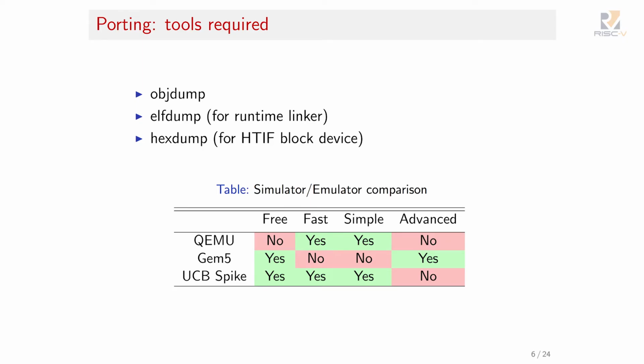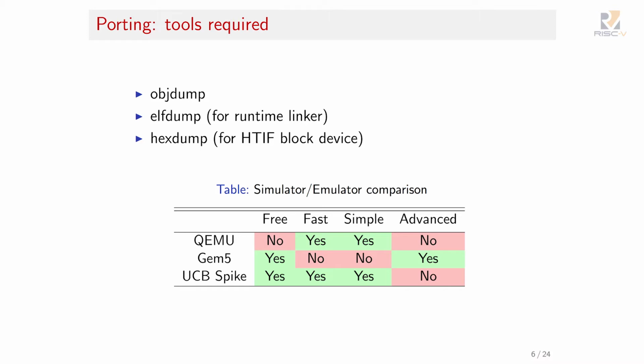So let's talk about porting a bit. The only tools we needed to port FreeBSD to RISC-V were very simple tools like objdump, elfdump, and hexdump. Objdump is used to see the sequence of instructions in the kernel and compare it with the output of the simulation tool. Elfdump we need for the runtime linker, and just a couple of times I used hexdump to write a driver for the HTIF block device.